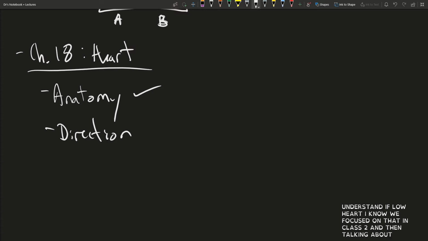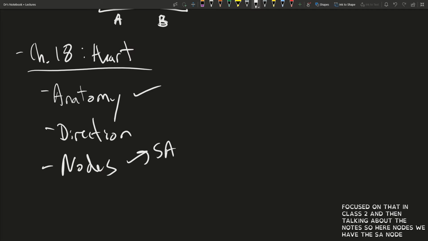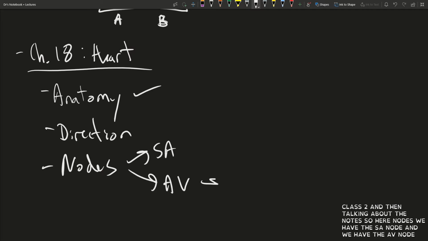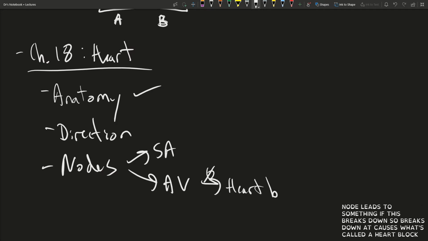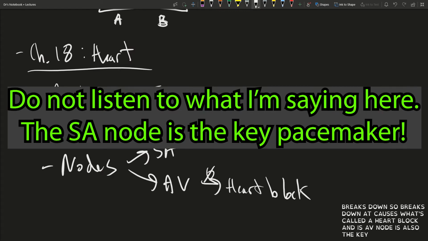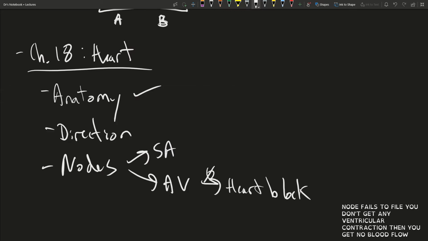And then talking about the nodes. So here, nodes, we have the SA node and we have the AV node. AV node leads to something, if this breaks down, it causes what's called a heart block. And this AV node is also the key pacemaker of the heart. If the AV node fails to fire, you don't get any ventricular contraction and you get no blood flow. But SA node is a sinoatrial node, but this one fires first to contract the atria enough to pump the remaining little reservoir of blood into the ventricles.